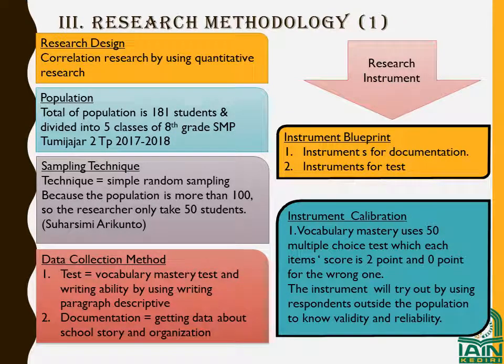Alright, let's talk about research methodology part 1. The research design is correlation research using quantitative research, and the total population here is 181 students divided into 5 classes of 8th grade to intermediate in the academic year 2017 and 2018. And the sampling technique is simple random sampling because the population is 181, more than 100, so the research only takes 50 students. This is based on Suharsimi Arikunto.